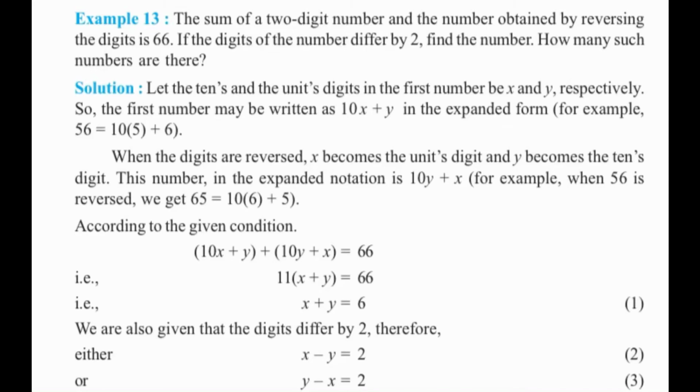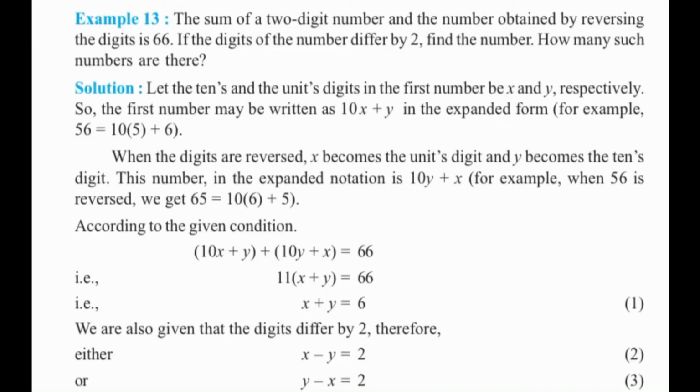So our original number is 10x plus y, the number obtained by reversing the digits is 10y plus x, and it is given that their sum is 66. So we get 10x plus y plus 10y plus x is equal to 66. That is 11x plus 11y is equal to 66, which means that 11 into x plus y is equal to 66. So x plus y is equal to 6, which is our equation number 1.